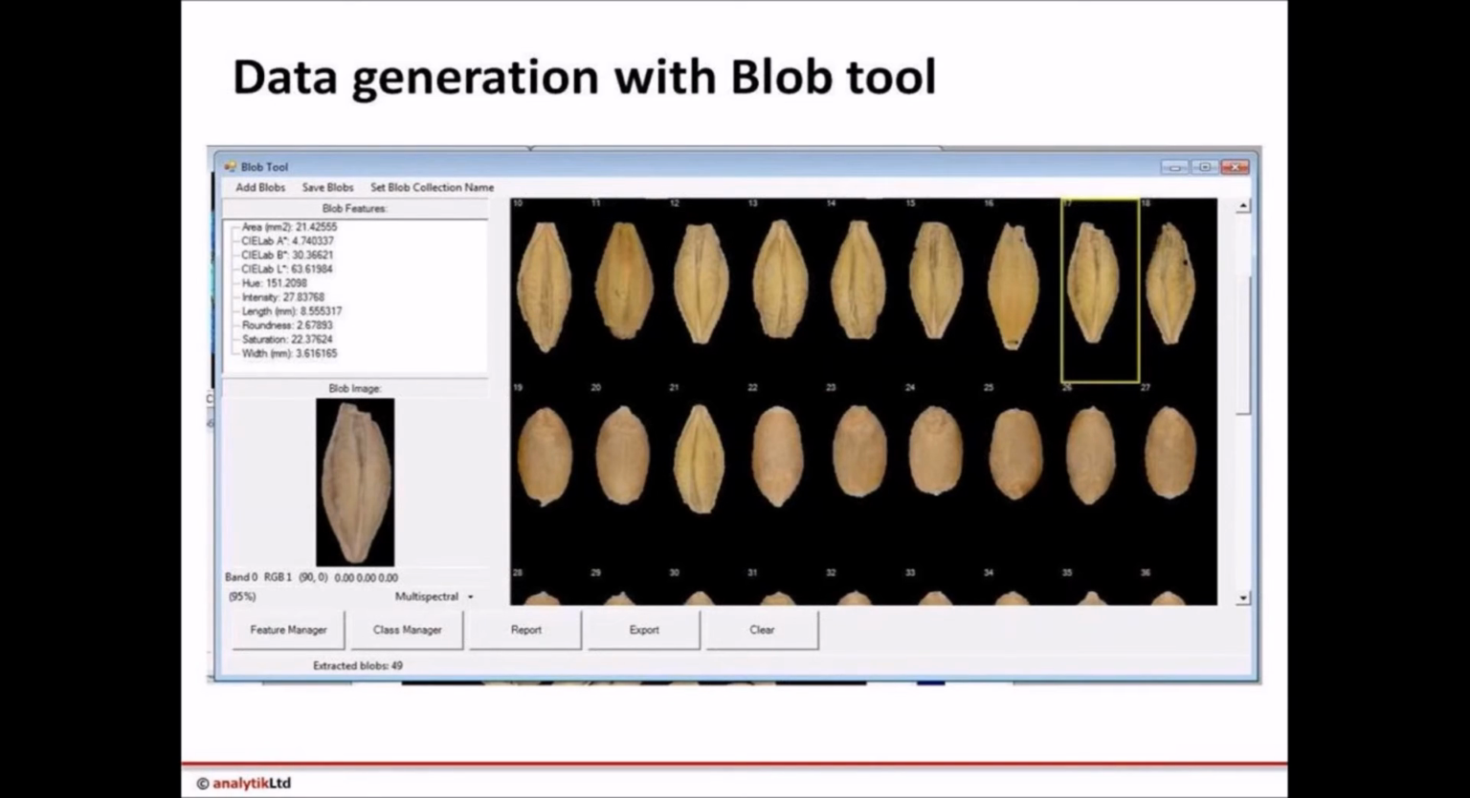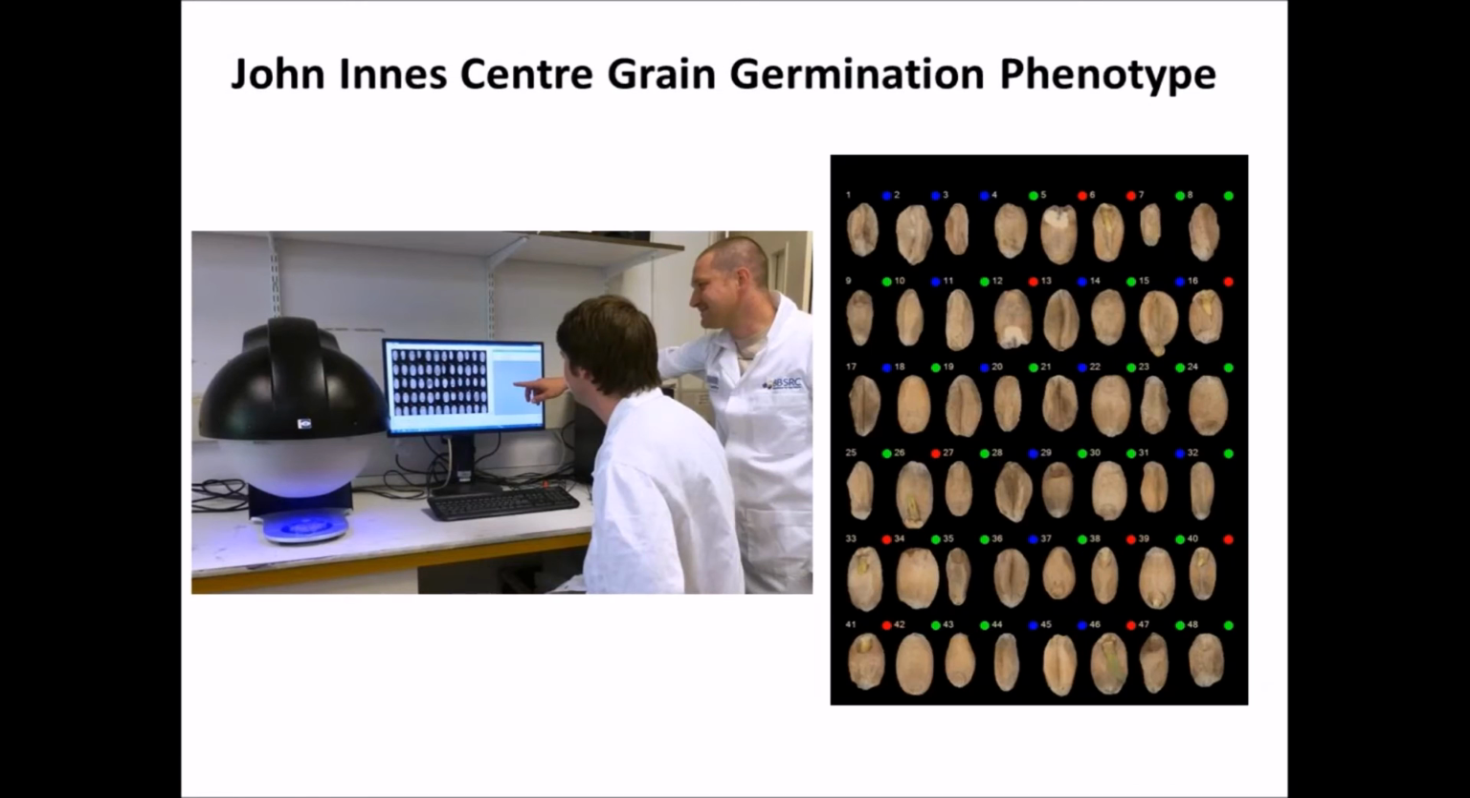And this is actually what the John Innes Center has been using it for, or developing this application. They haven't published anything yet, so it's still in development with Videometer, where they have the VideometerLab instrument. They feed it a dish of germinated wheat, and it will take an image and separate the grains out, line them up, and then it classifies each grain on whether it thinks it's germinated or not.